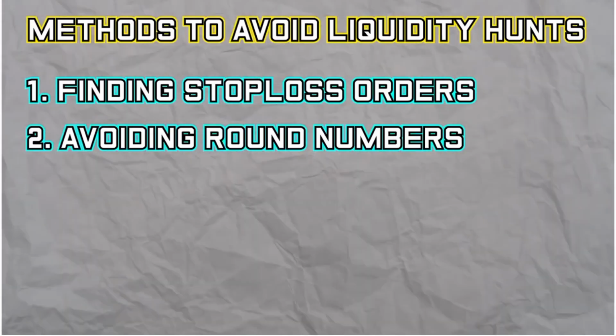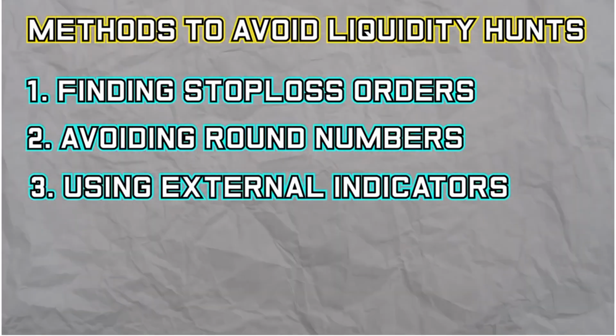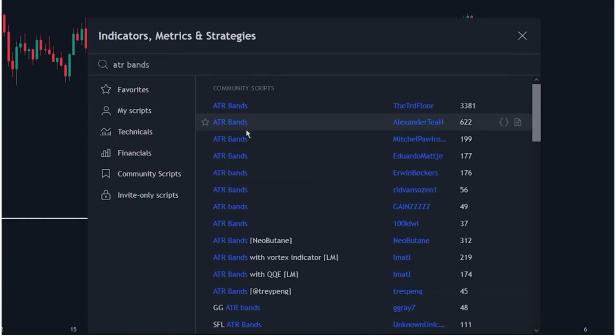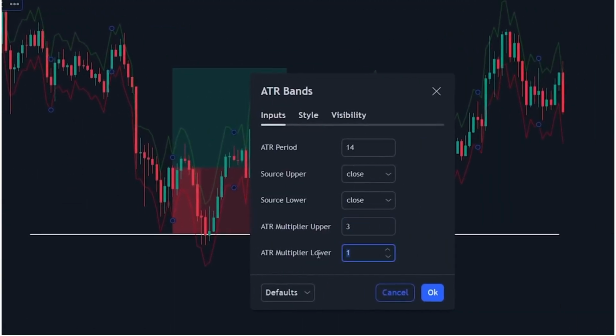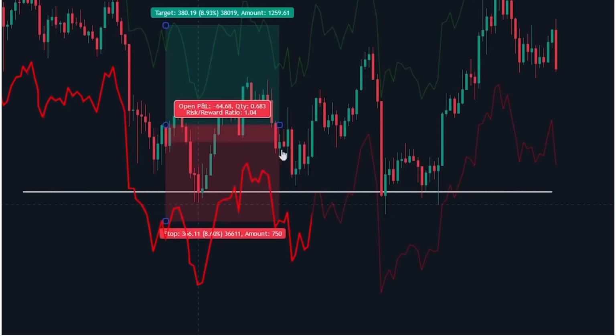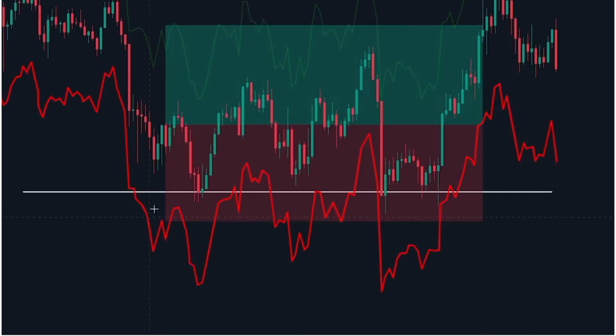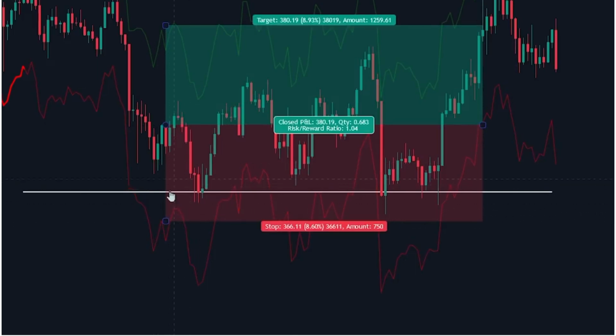The final way of avoiding liquidity hunts includes using an indicator to determine the rhythm of the market. By using an indicator such as the ATR bands with a 3 times multiplier, we can see that the previously shown liquidity hunts were completely avoided. This is because the ATR takes into account the volatility of the market.